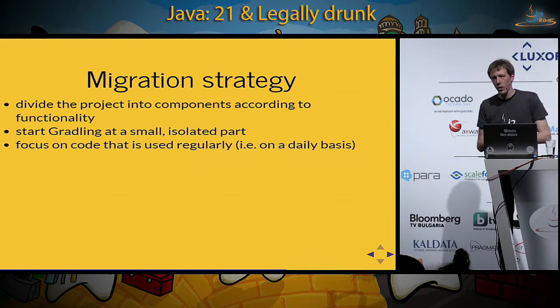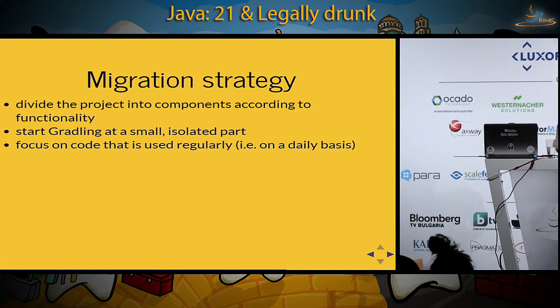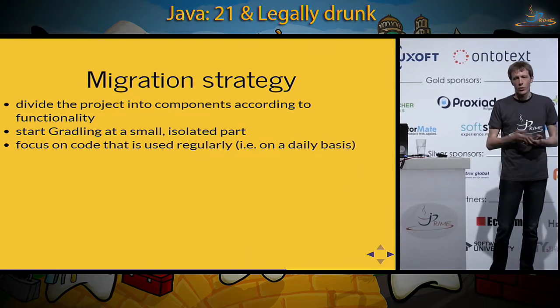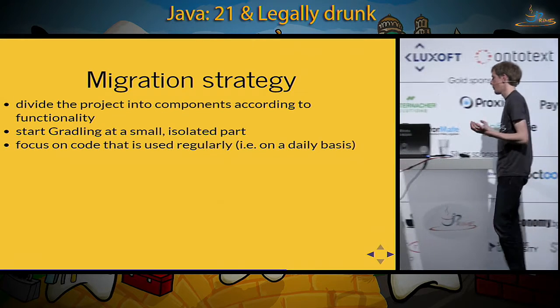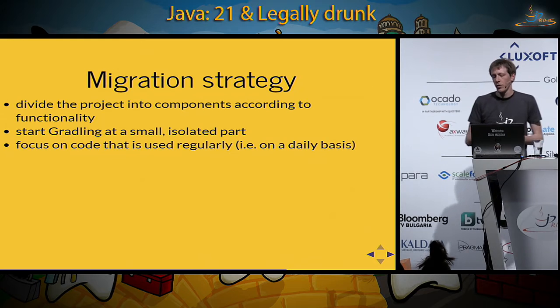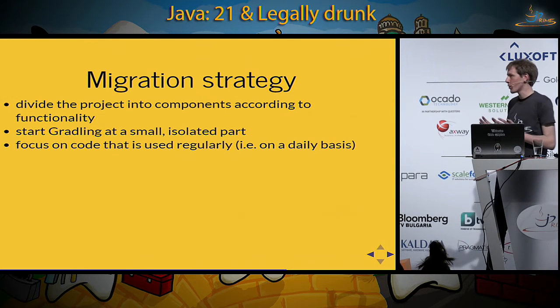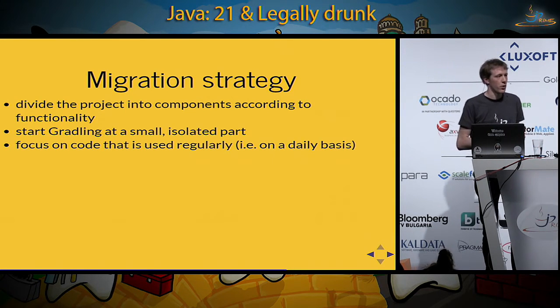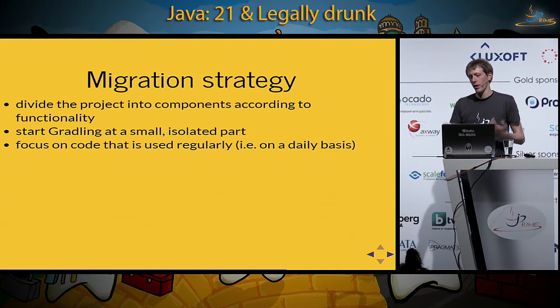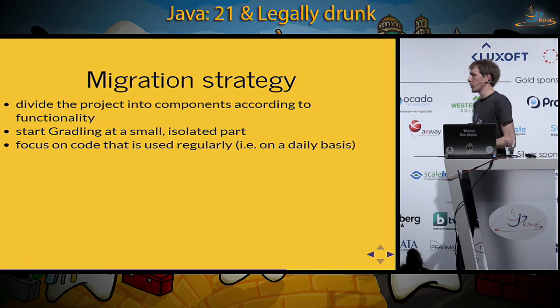And please focus on code that is used regularly. I've said this a few times. Please don't spend a week migrating something that is only used once a month, because you won't really earn back your investment. Your return on investment will be negative. So please focus on code that is used on a daily basis: the compile process, the automated testing, the coverage, these things that run on your build server after every commit.